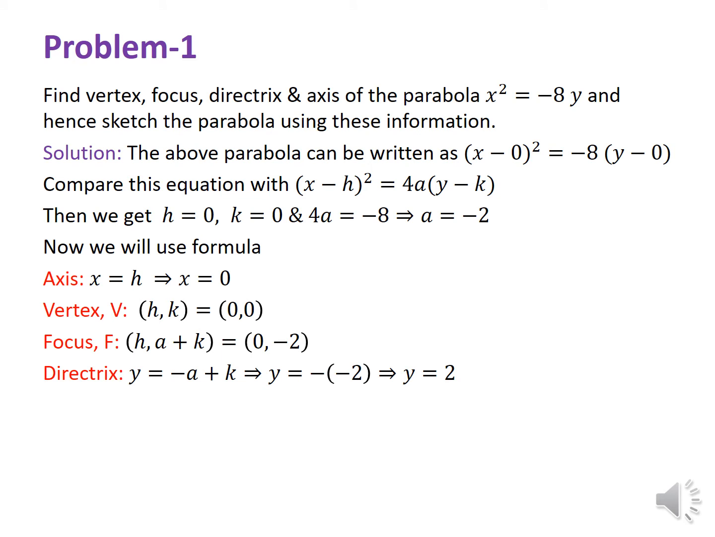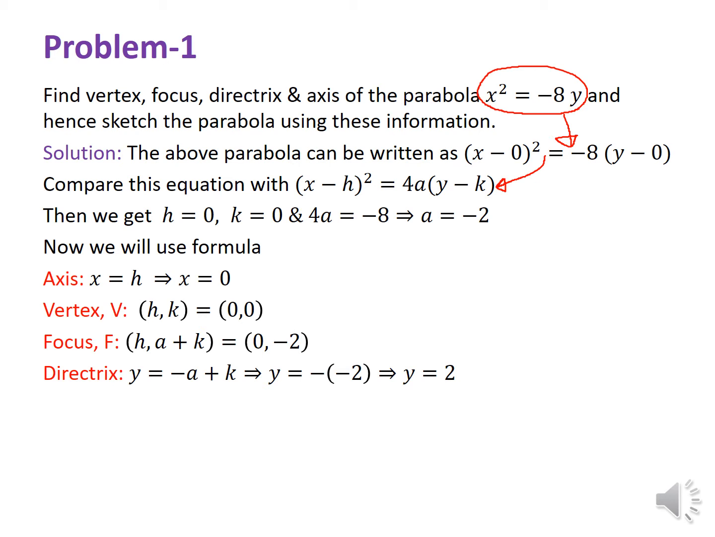Now we have several problems here. The first problem: we have to find the vertex, focus, directrix and axis of the parabola of this equation, x square is equal to negative 8y. We can write this equation like this: x minus 0 whole square is equal to negative 8 into y minus 0, and we can compare this equation with the standard form of the parabola, x minus h whole square is equal to 4a into y minus k.